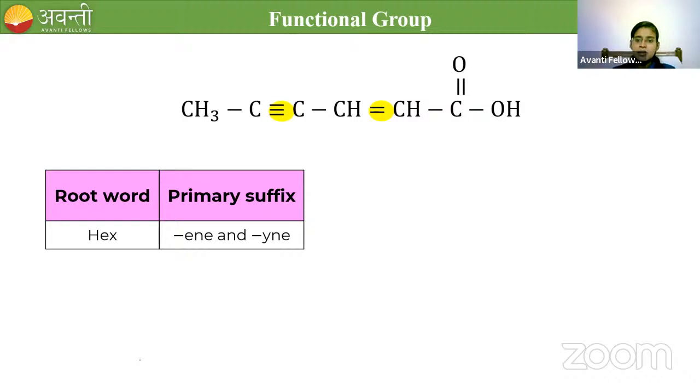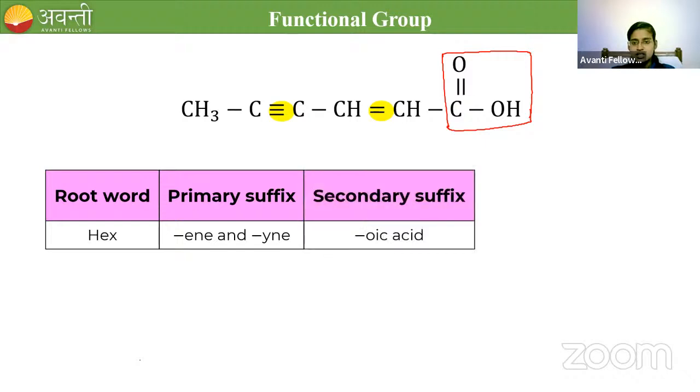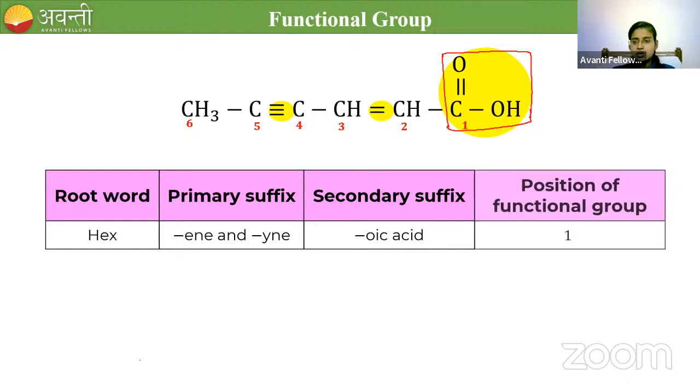And coming to the secondary suffix, the main functional group is COOH. COOH is called a carboxylic acid. So the suffix is oic acid. COOH is the main functional group, which comes in the first preference. Priority should be given to carboxylic acid. So now number from the carboxylic acid carbon. Right to left numbering is correct. The position of the functional group is 1.